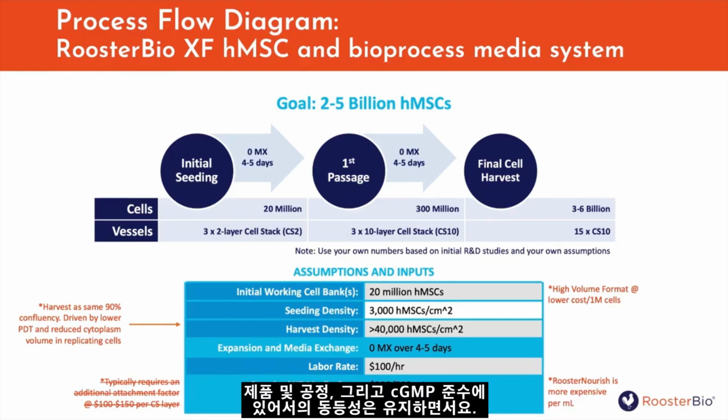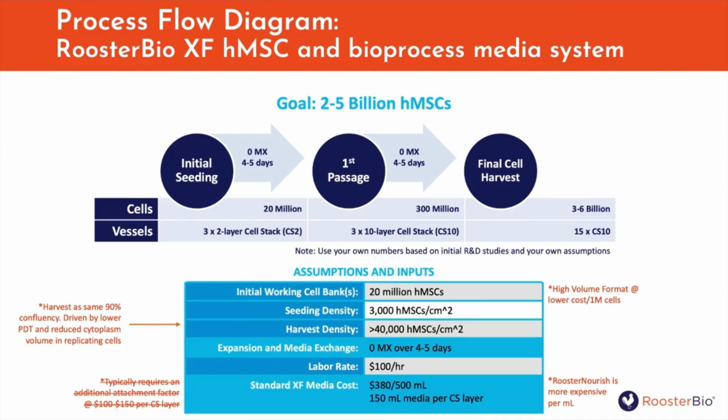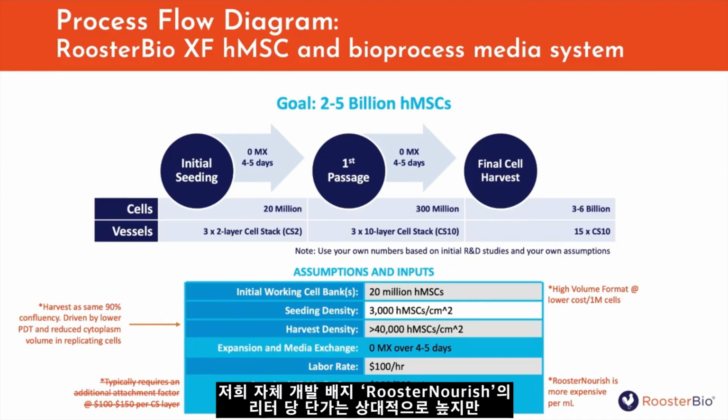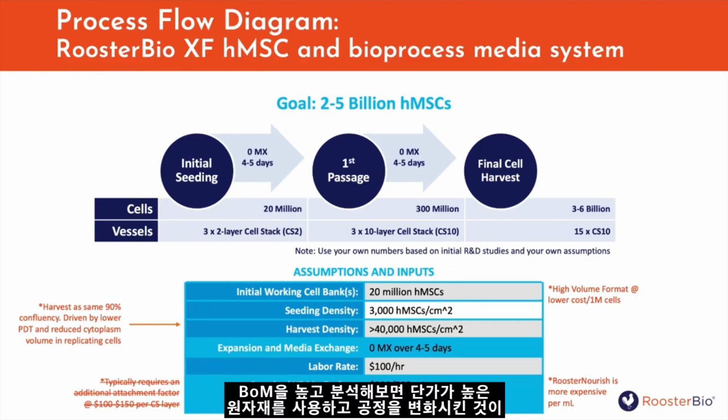The system has analogous products and processes for product development, as well as cGMP manufacturing. From a process standpoint alone, we get to the same endpoint in a reduced number of passages and days. While ultimately our media, Rooster Nourish, has a higher price tag per liter, by laying out the bill of materials and looking into an analysis, we can investigate if this more expensive material and process change have enough productivity savings to ultimately impact our cost of goods.